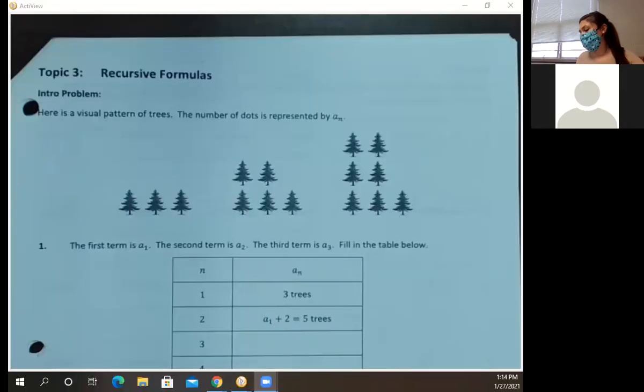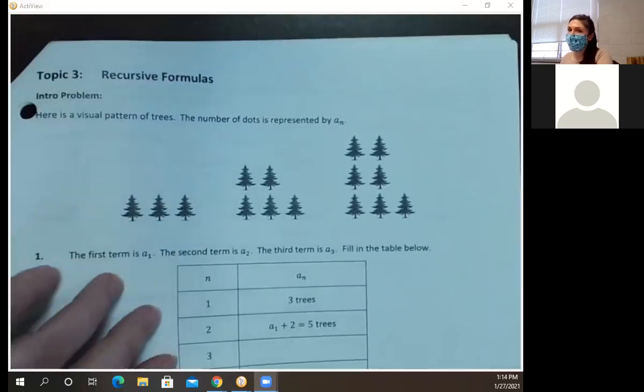So on page 9, we're going to take a look at ways that we can represent the patterns that we see in sequences. That's going to be our big idea for today. So you guys stay on page 9, but I'm going to flip back in our packet.